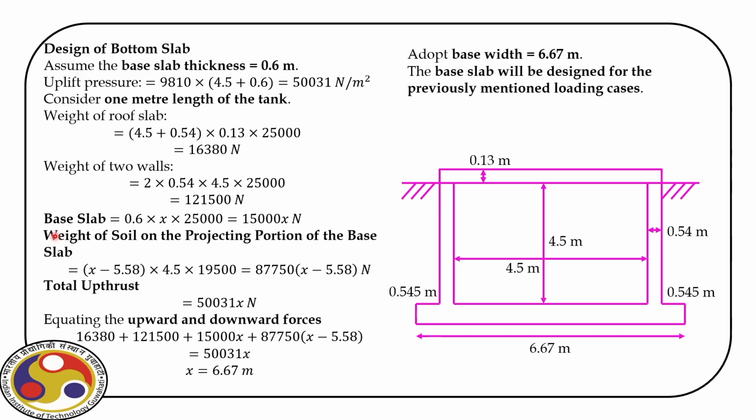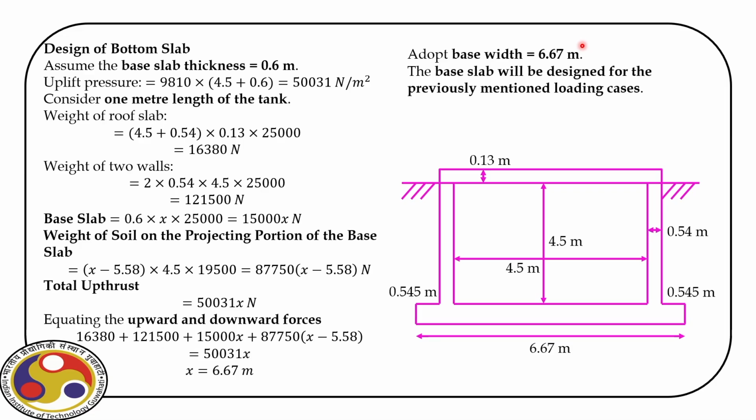Now the weight of soil on the projecting portion of the base. So here you can see the base slab is projected on either side. So that is the total weight. As you can see, this is the expression, and then we can calculate the upthrust. So we equate the upthrust with downward forces and get this x as 6.67 meter. So the total width of the slab that we have to provide to balance the downward force with the upthrust is, as you can see, 6.67 meter. So the base width is 6.67 meter.